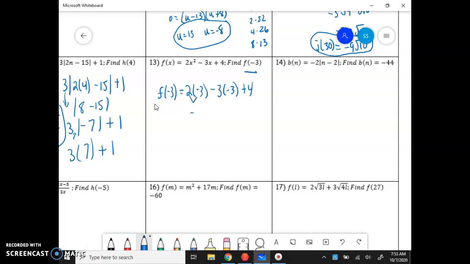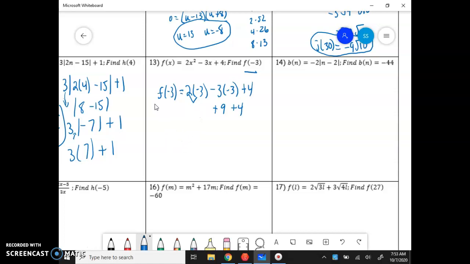2 times -3, that's -6. -3 times -3, that's +9. Don't forget to drop down this 4. And we can just simplify here. We get f of -3 is equal to, oh, sorry about that.